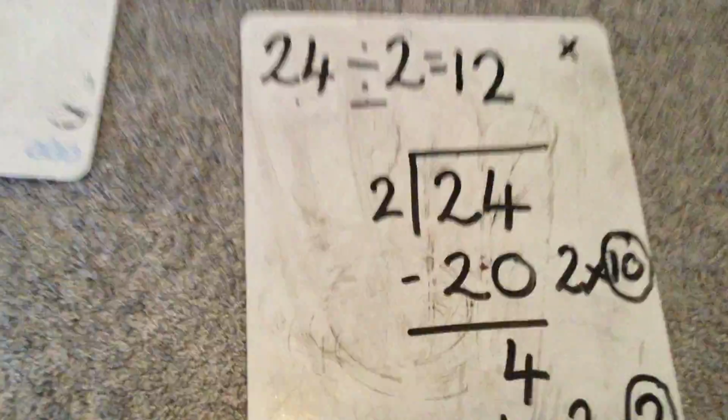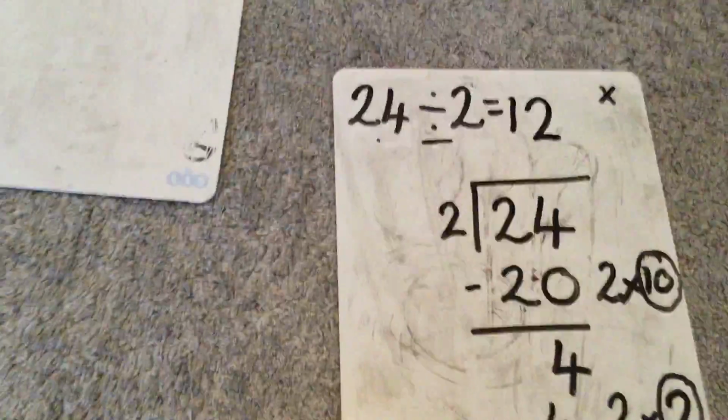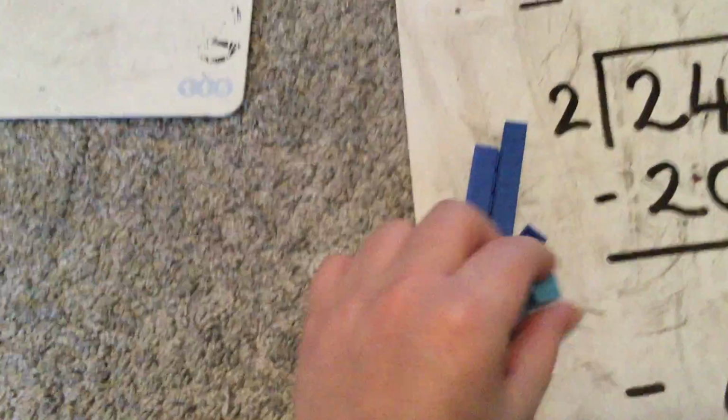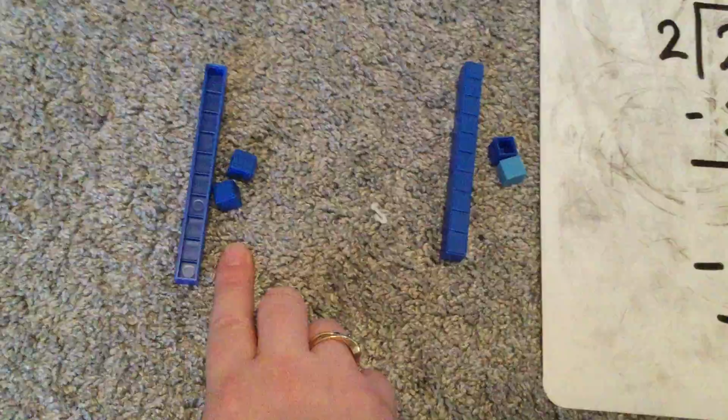So let's just bring back our deans. We started with 24, and if you were to put them into 2 equal groups, you would have 1 10 and 2 1s, which is 12. Okay, I'm going to show you it again with a larger number this time.